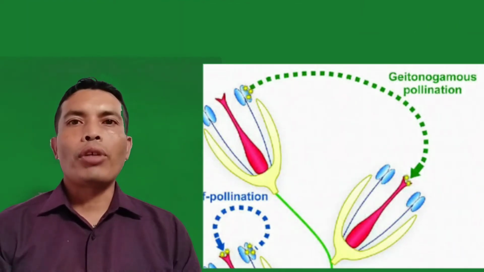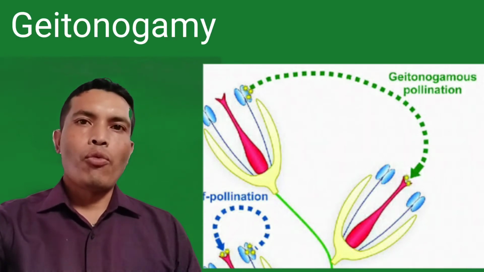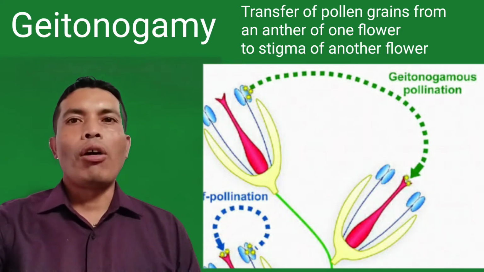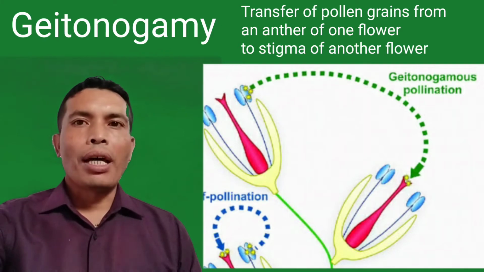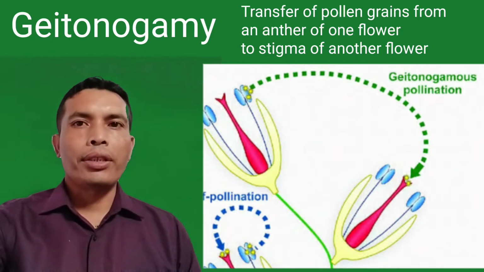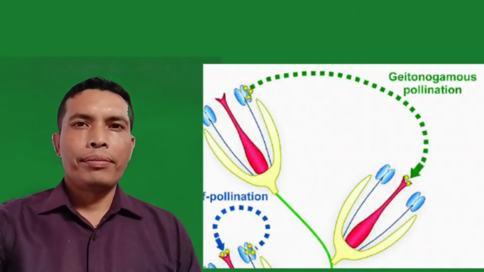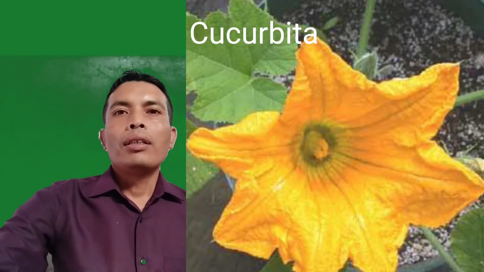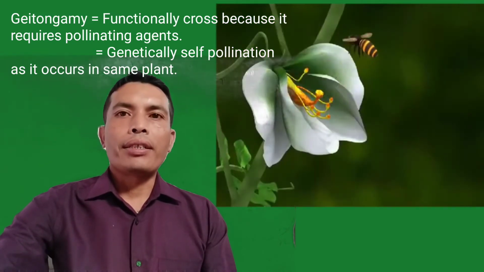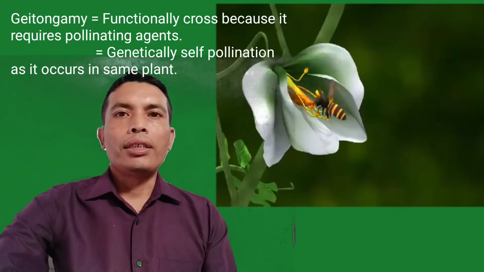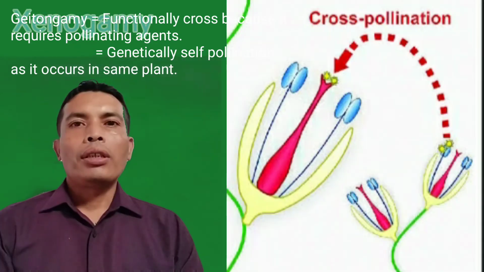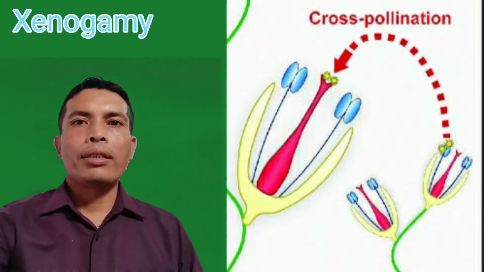Next type of pollination is geitonogamy. It is a type of pollination where the pollen grains from the anther of a flower are transferred to the stigma of another flower borne on the same plant at different branches. Generally, monoecious plants have this type of pollination. Example is cucurbita. You know, geitonogamy is functionally cross-pollination which involves a pollinating agent, but genetically it is similar to autogamy since pollen grains come from the same plant.